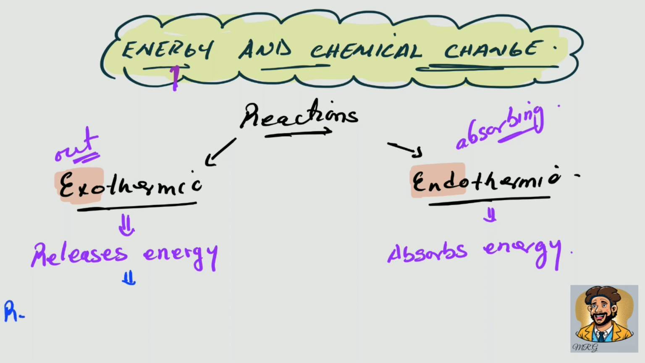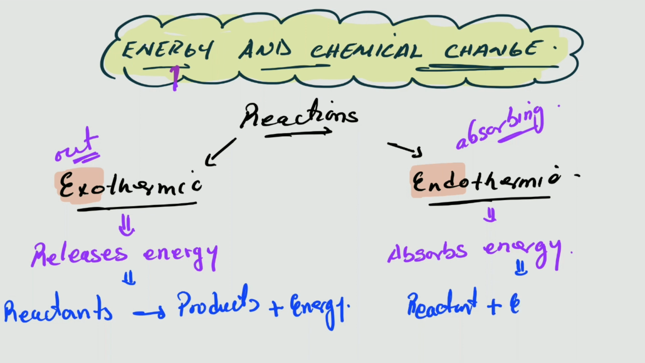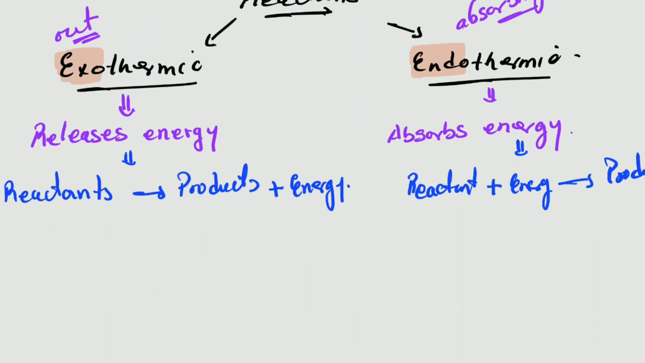Now here, in this chemical reaction, how are we going to write it? We have reactants, and obviously we have product. But because we're giving also energy out, there will also be energy. That is how we write the exothermic reaction. In the endothermic reaction, it is the other way around. We have now reactants that take some energy and then will give the product.